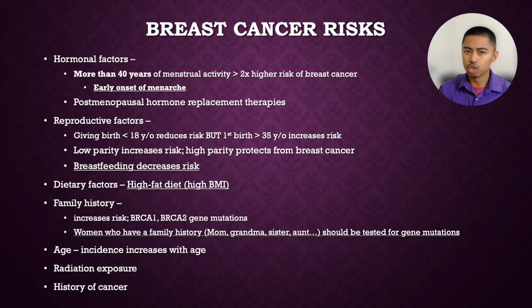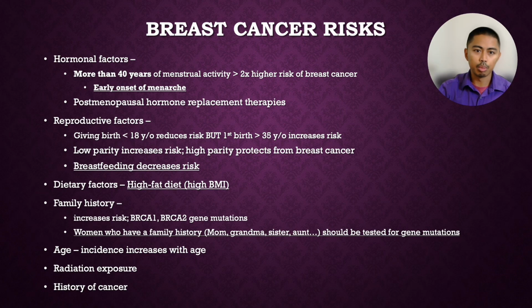And as far as the genetic or family history goes, just remember the BRCA1 and BRCA2 mutations. That impairs how your DNA repairs itself, and that'll just increase the potential for malignancy. It says women who have a family history, mom, grandma, sister, aunt. So if you have a sister with ovarian cancer, that'll strongly suggest BRCA involvement. I would remember that. So it's underlined, of course. So they should be tested for gene mutation.